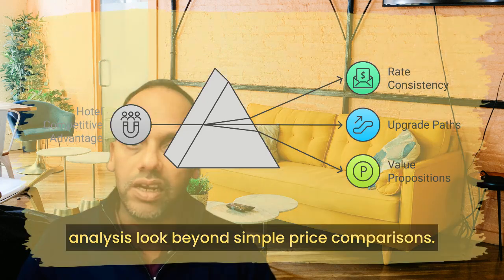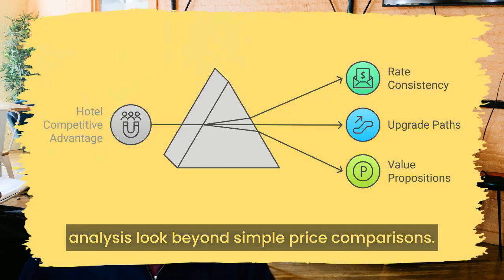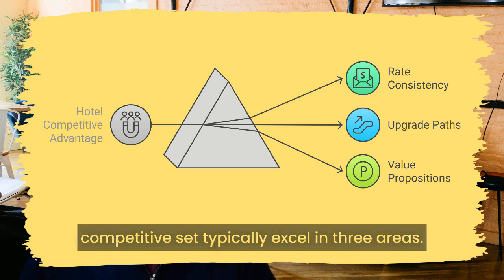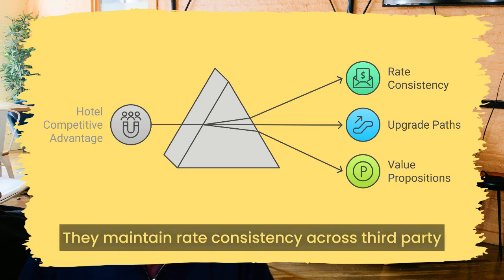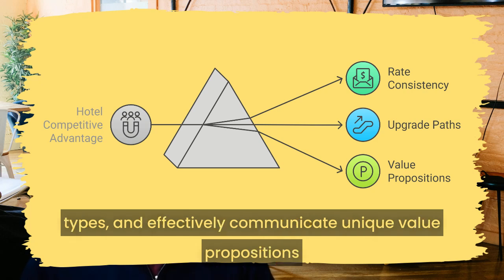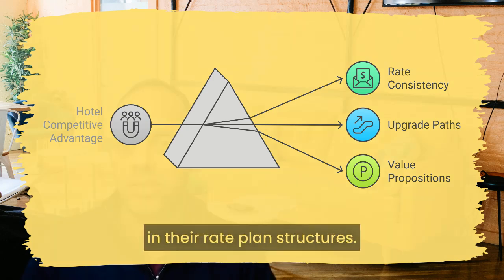In competitive analysis, look beyond simple price comparisons. Historical data shows that hotels outperforming their competitive set typically excel in three areas. They maintain rate consistency across third party channels, provide clear upgrade paths between room types, and effectively communicate unique value propositions in their rate plan structures.